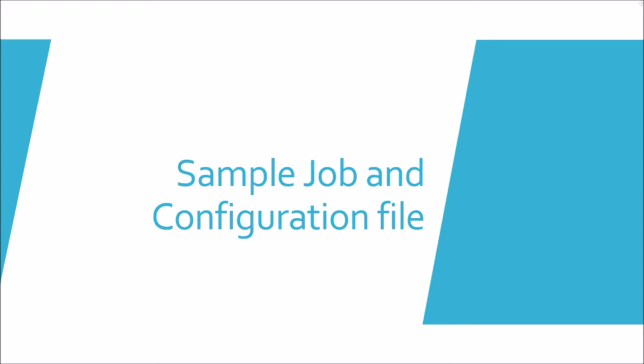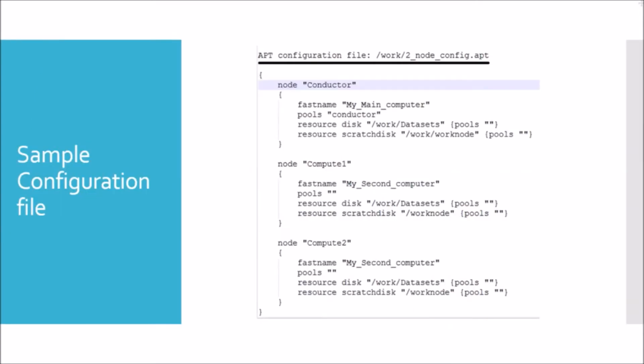Let us see a sample job and configuration file. This is one sample configuration file. Here you can see I have named my main computer node as conductor. I have named it as conductor because this is the node on which my DataStage job is started. And the other nodes, I have named them compute 1 and compute 2 over my second computer. So you can see on my second computer I have created two nodes like this.